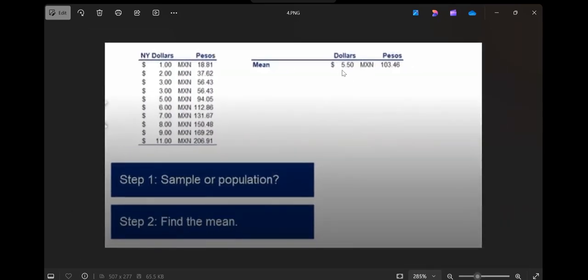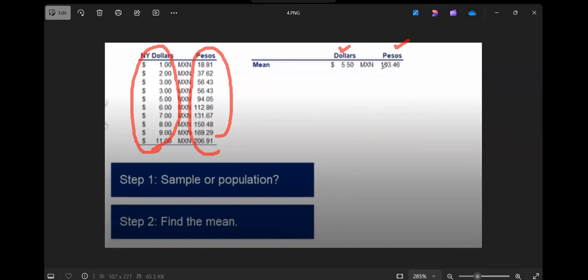So here, the mean of the dollar data is 5.50. So I take a mean, which I got as 5.50. Can I take a mean of the other as well? Okay, we take a mean. This part is clear. So what is the next step?